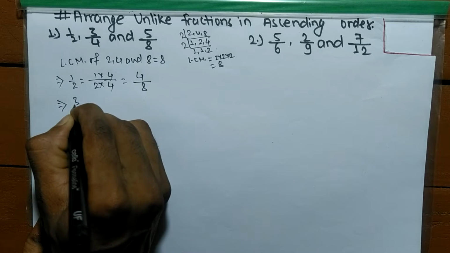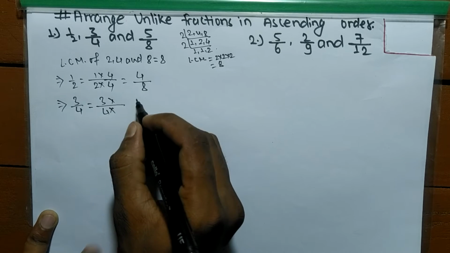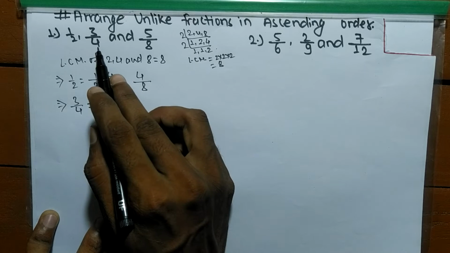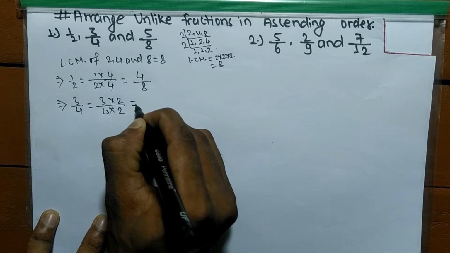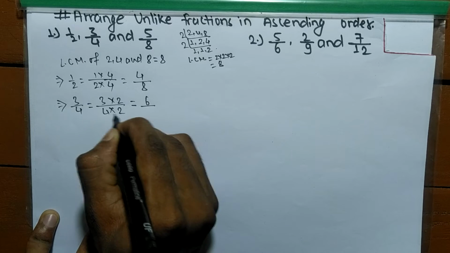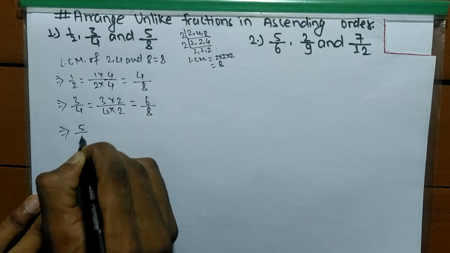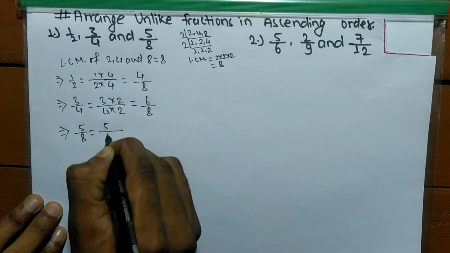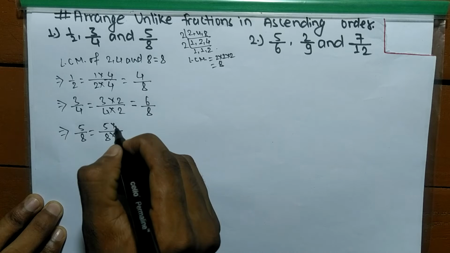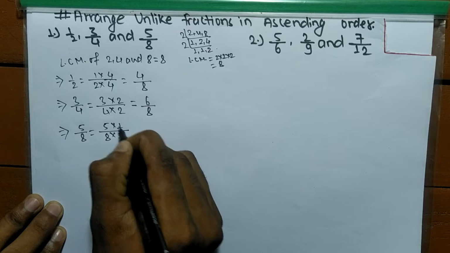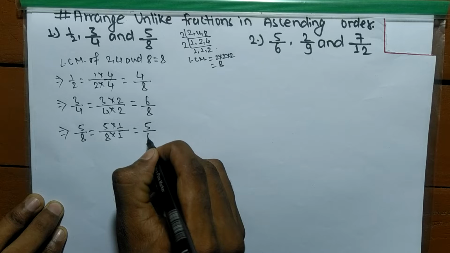Likewise, the second fraction is 3 by 4. Now we divide the LCM by the denominator 4. So 8 divided by 4 is 2. So multiplied by 2, it is 3 times 2 means 6 and 4 times 2 means 8. Likewise, our third fraction is 5 by 8. The LCM 8 divided by the denominator 8 is equal to 1. So we multiply numerator and denominator by 1. So 5 times 1 means 5, and 8 times 1 means 8.